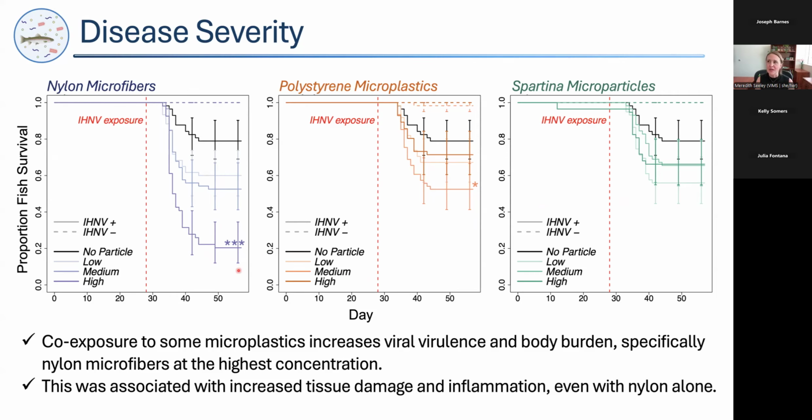With a variety of other parameters we tested, we also found that this was associated with higher viral body burden and some inflammation and inflammatory response, particularly around the gill tissue, that was elevated also in fish just exposed to these nylon microfibers alone.